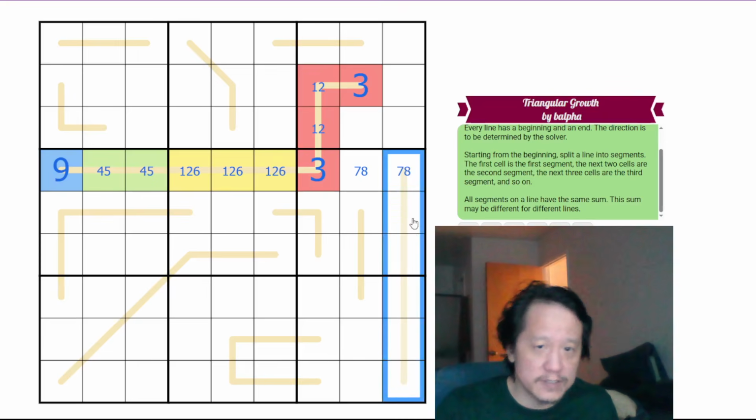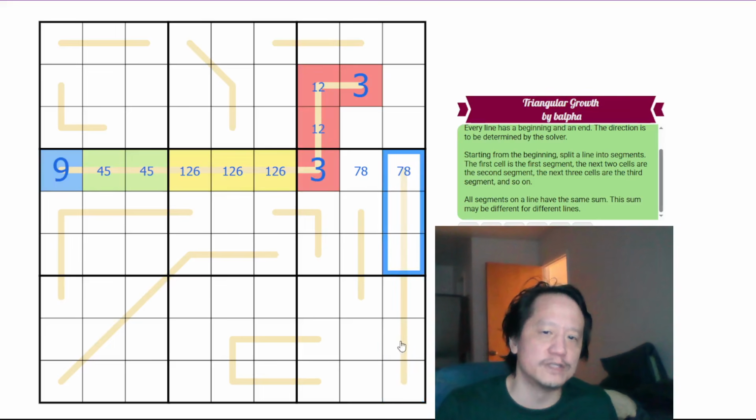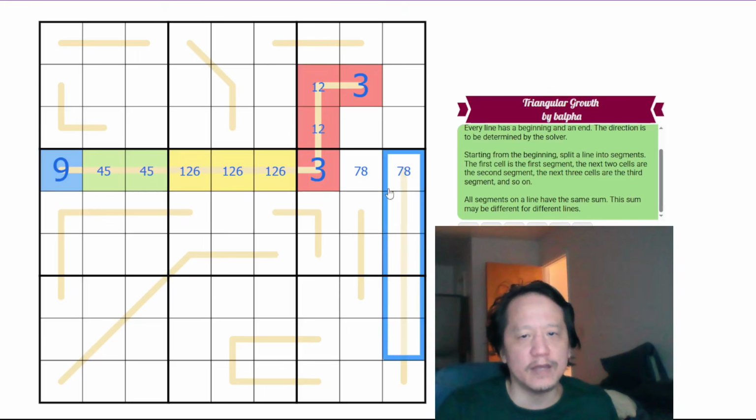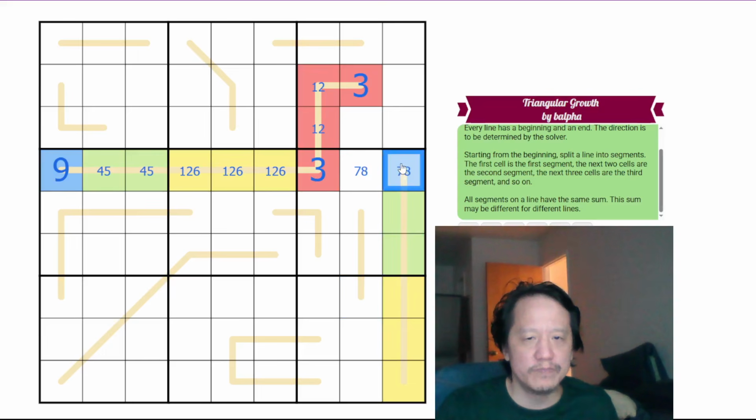For this line here, if this were the set of 3 digits adding up to a single digit, you would have to have 7, 1, and 2 at minimum. So this cannot be the end of the line. It has to be the beginning. So we have blue here, this is green, and then we have yellow here. So this is 7 or 8.